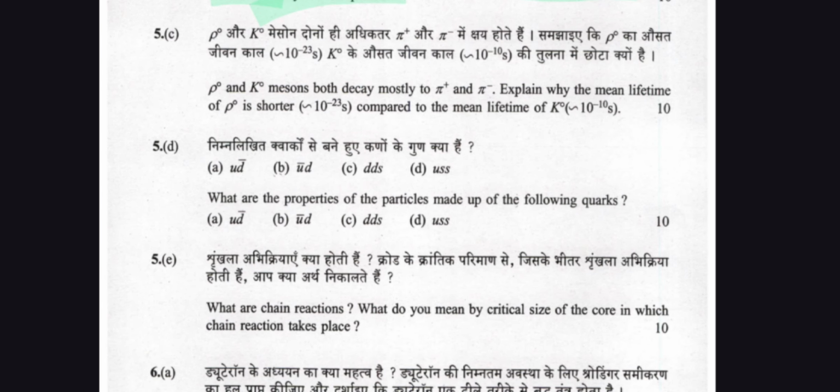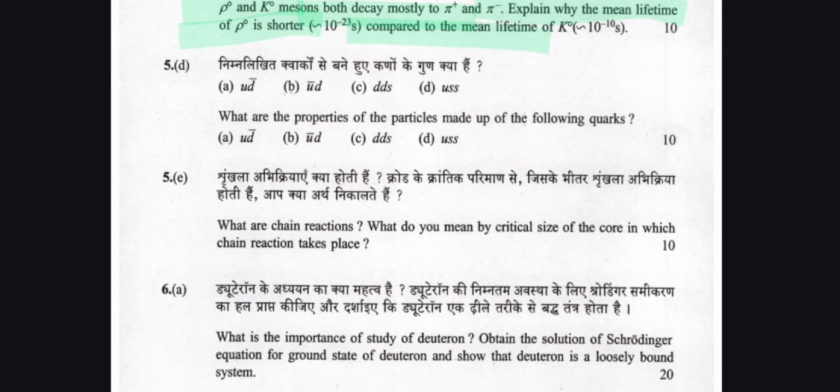Question number 5c. Rho and K meson both decay mostly to pi plus and pi minus. Explain why the mean lifetime of rho is shorter, approximately 10 to the power minus 23 s, compared with the lifetime of K, approximately 10 to the power minus 8 s.